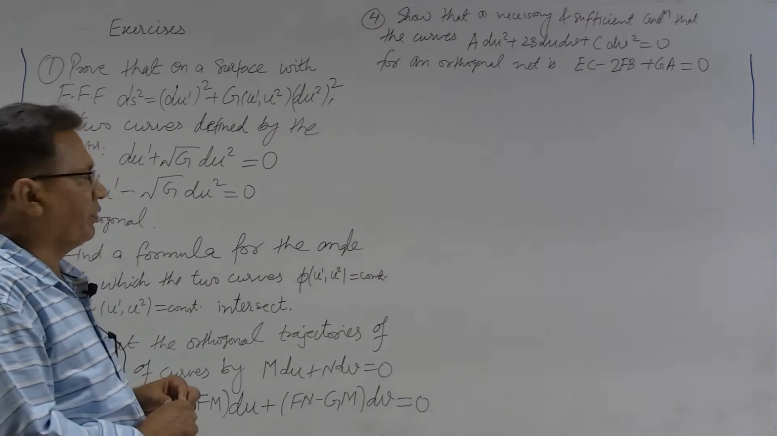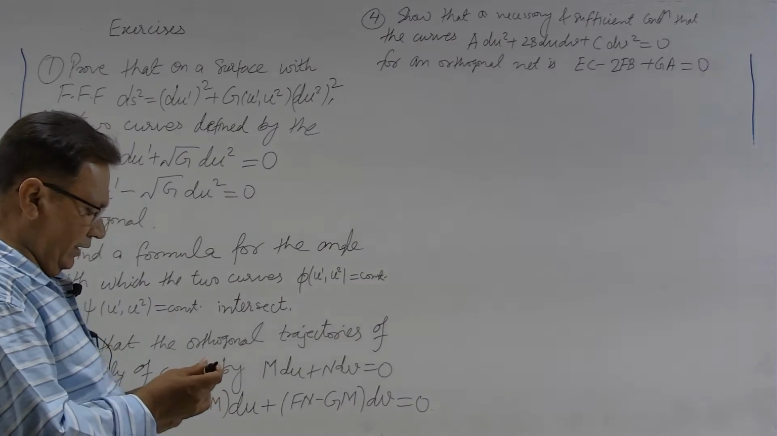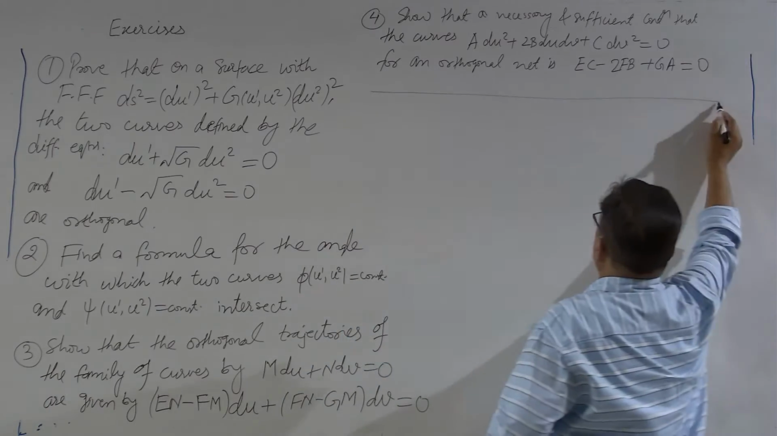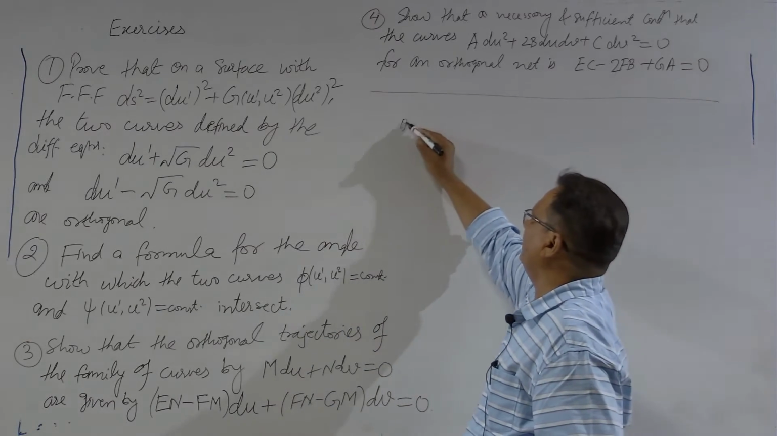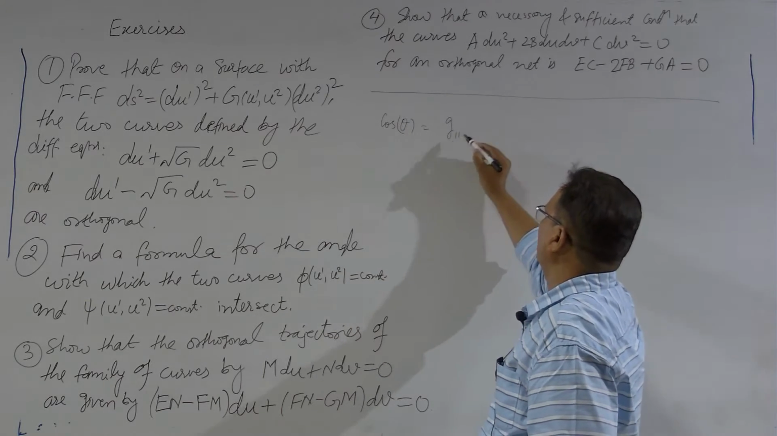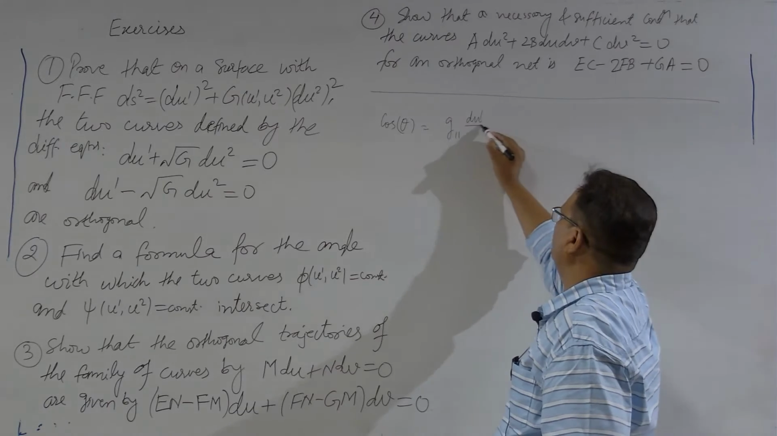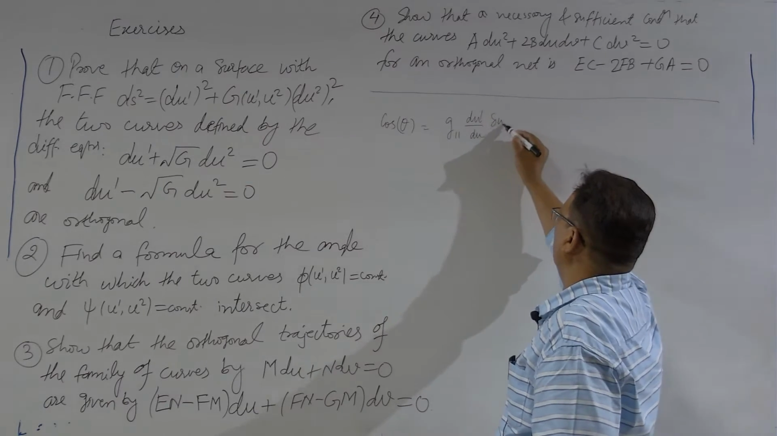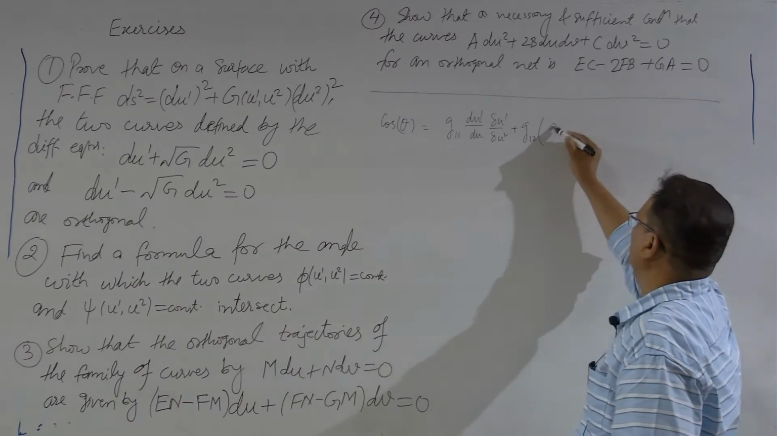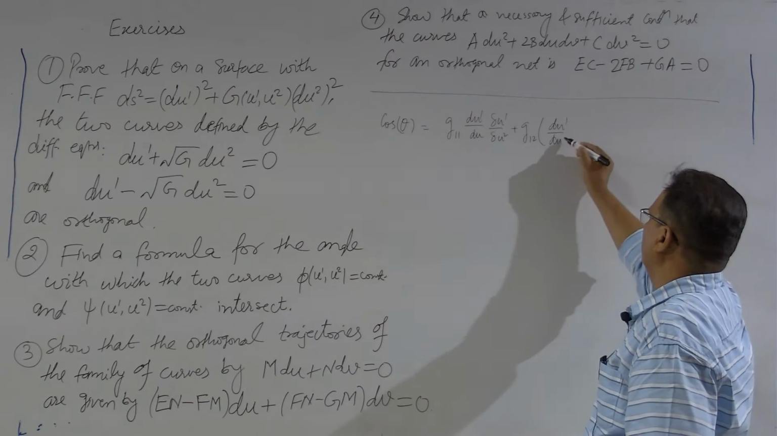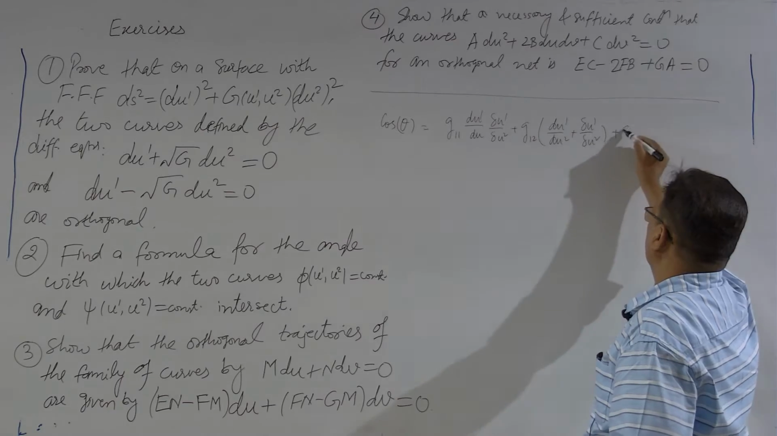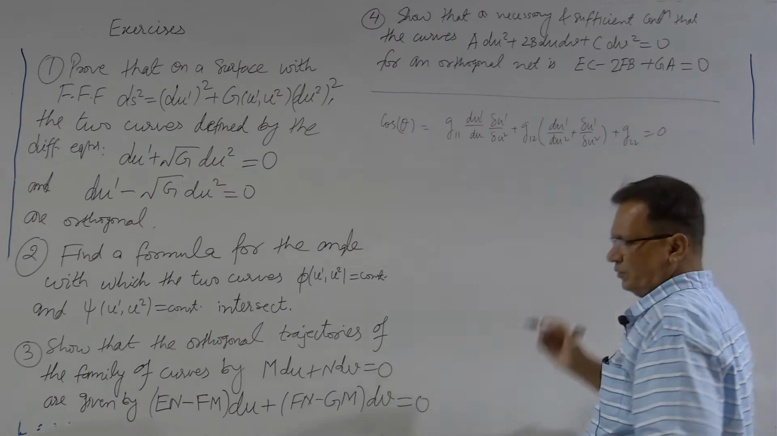So, here we have some problems on the angle between two curves. In our last lecture we discussed that the angle theta between the two curves is given by cos theta equal to G11 into du1 over du2 into delta u1 over delta u2 plus G12 into (du1 over du2 plus delta u1 over delta u2) plus G22 equal to 0.